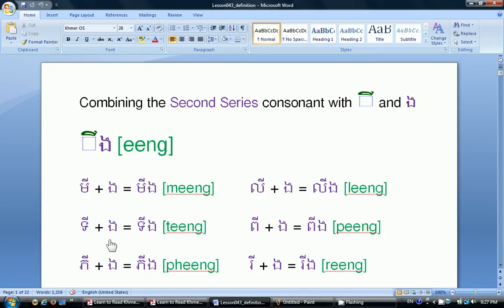To I ti ngo tin. Po I pi ngo pin. Ro I ri ngo rin.